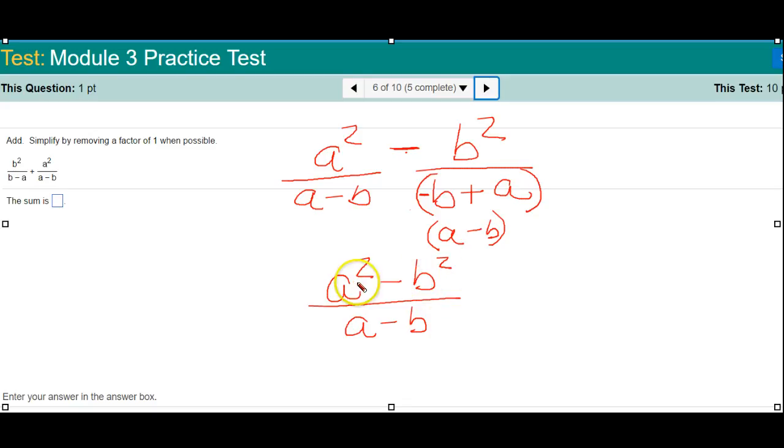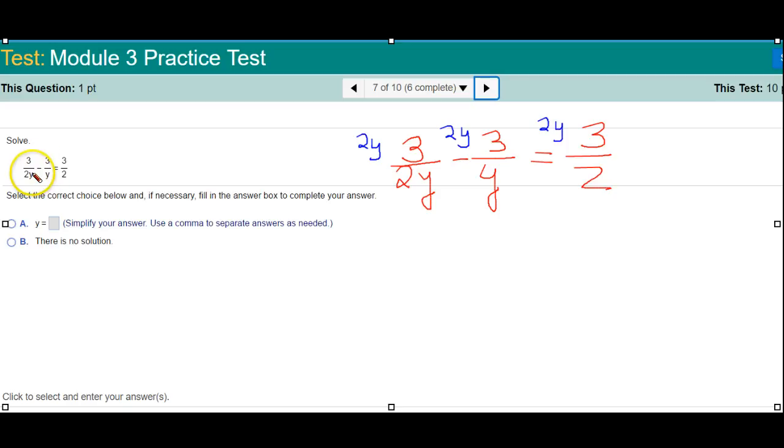And I don't know if you can see this, but this is the difference of two squares, which will factor into its conjugates. And then you simplify. I may have given away too much on this one, but well worth it. Now, this is a rational equation with fractions, and we are asked to solve it.